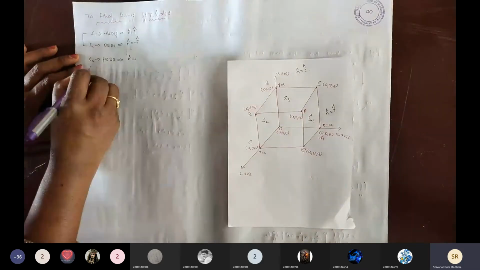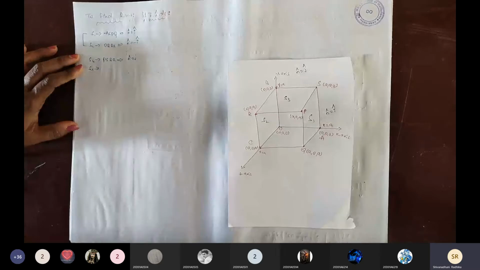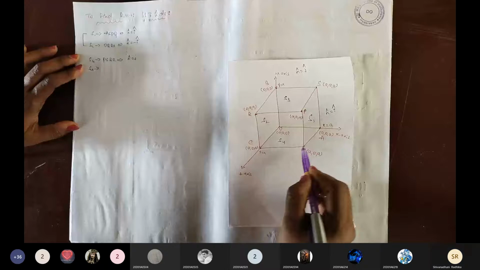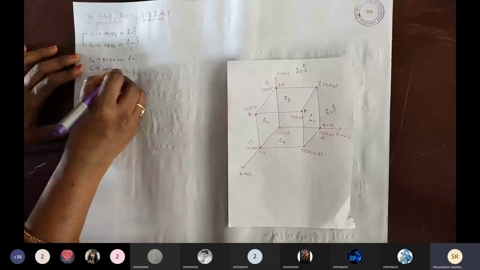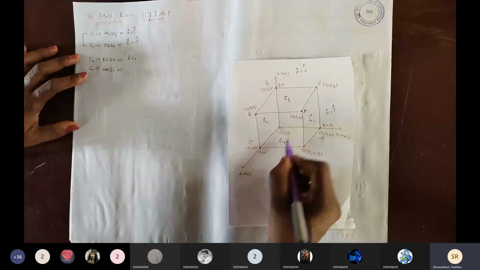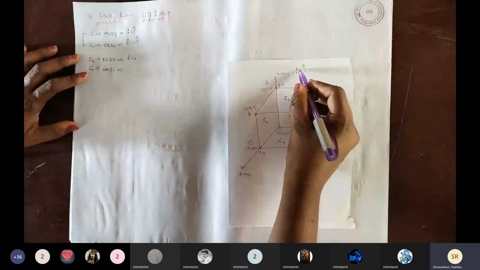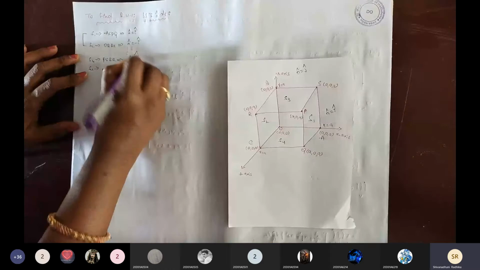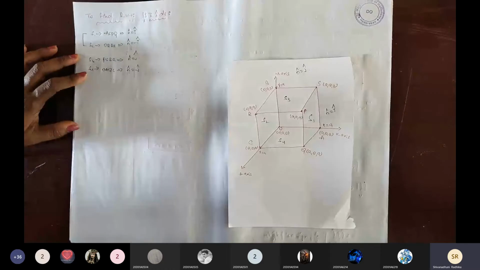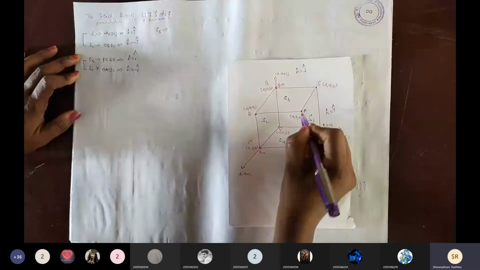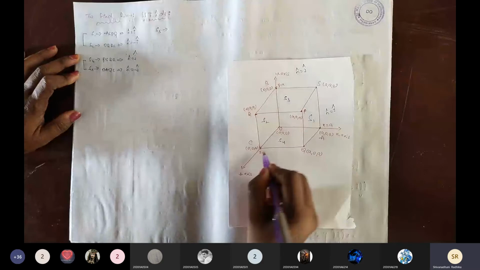Then S4 surface. Where is the S4 surface? This is the S4 surface, OAQC. So S4 is the projection of S3, so that n cap equals minus j cap, right? These are opposite. Next, S5, S6. The S5 surface is this, PRCQ.